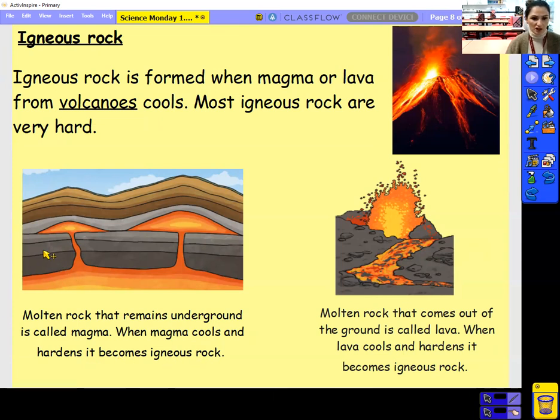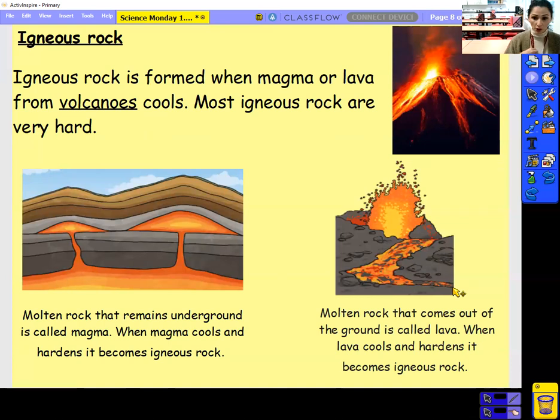So can you see here the darker bits, the grayer bit, that's the igneous rock. And all the orange bit, that would be the magma, the bit that's inside of the volcano. There's the second way of making igneous rock. So molten rock that comes out of the ground is called lava. When the lava cools and hardens, it becomes igneous rock. So igneous rock comes from volcanoes, and it's when it's cooled down, okay? And that's how igneous rock is made.